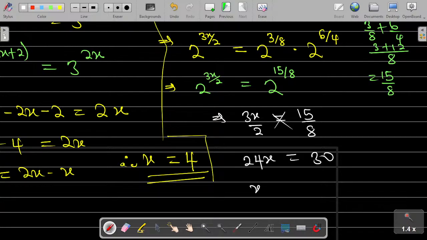Divide both sides by 24. We'll have 30 all over 24 as our solution, which is the same thing as 5 all over 4. That's if we divide numerator and denominator by 6. Okay, and that's for problem 6.